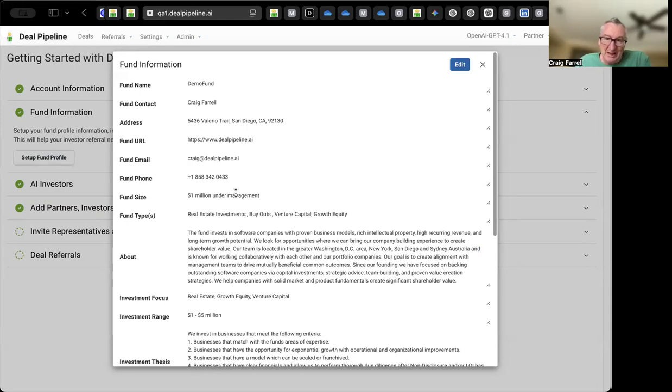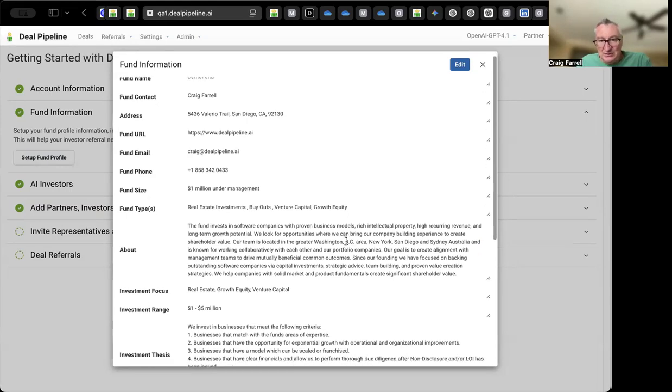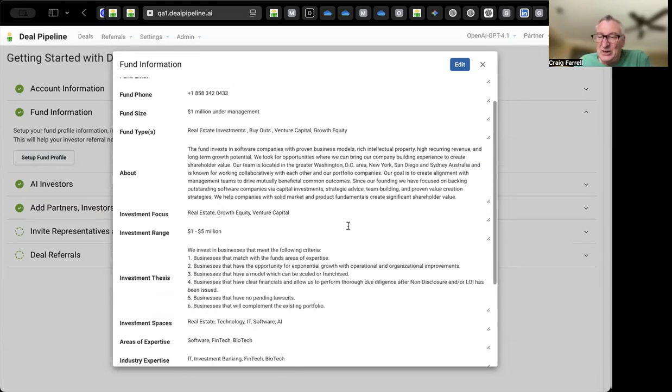You can put information about how big a fund you are. And then you can fill out the about, which is just all about the fund, a bit about your history, the sort of people you work with, where you came from, is it the first, second, or third fund that you've done. Everything you would normally put in the about section of your web page goes in here.